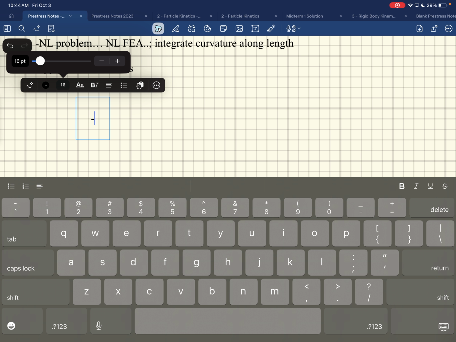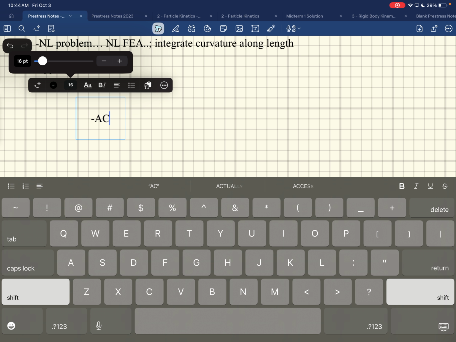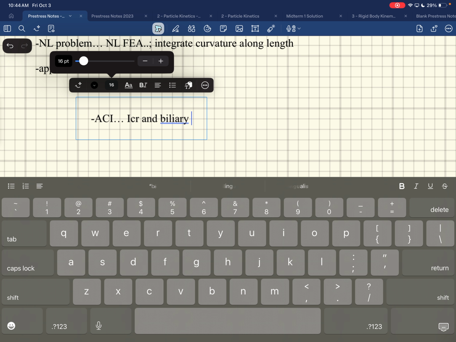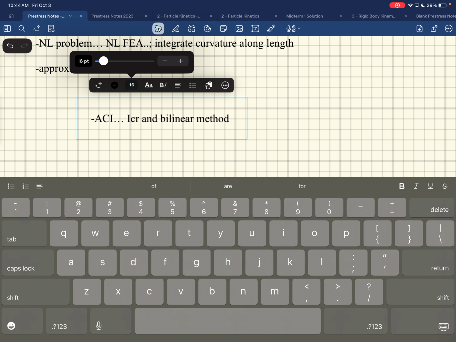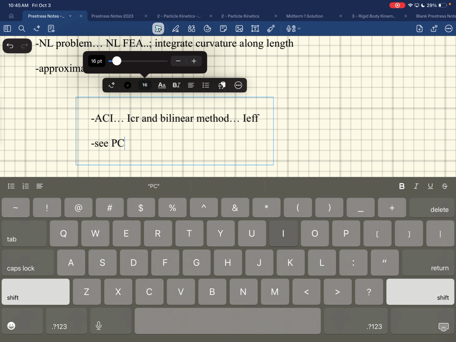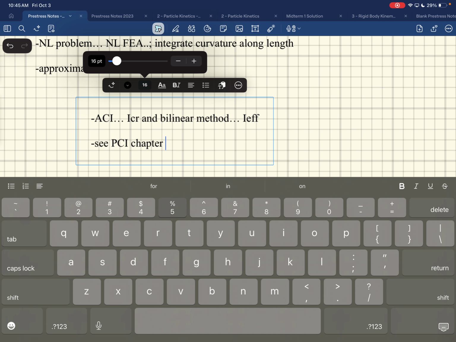We have ACI. There's ICR. And bilinear. Did you guys do bilinear method? Or you just did I effective? You probably just did I effective. Okay, you could do ICR and bilinear method or I effective. CPCI chapter 5 for an example.